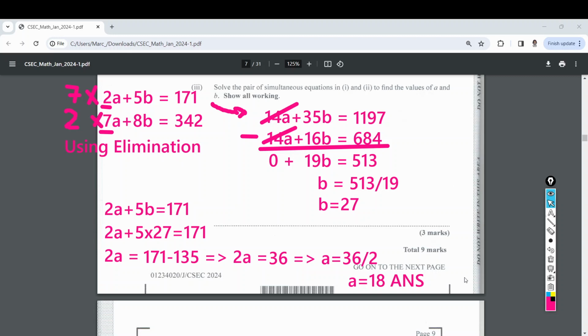This is the end of number 2. So I'm gonna put the answer here. Let me be a little more organized. I'm gonna say A is equal to 18, and B is equal to 27. And then I'm gonna put ANS. That's the answer. All right. So guys, this is it.